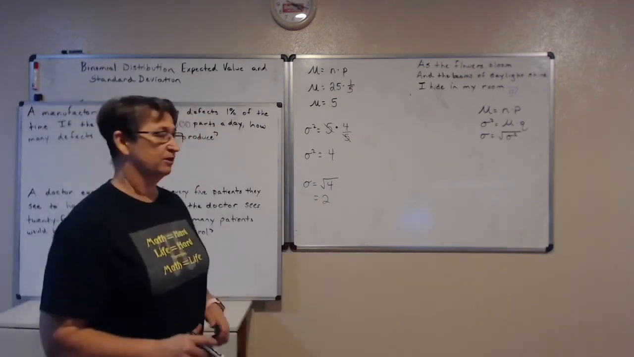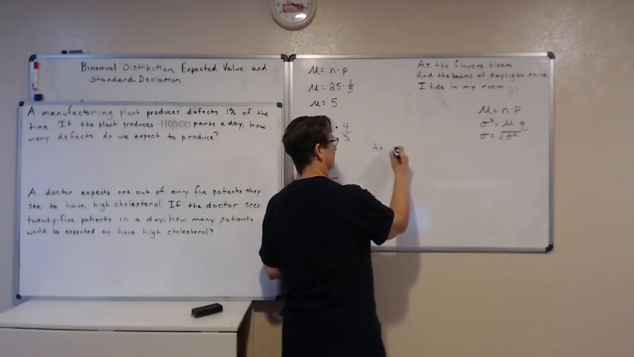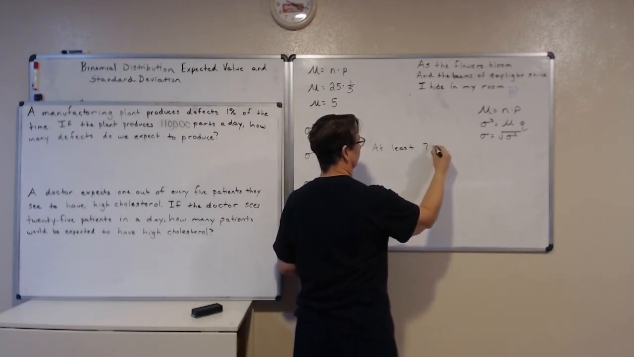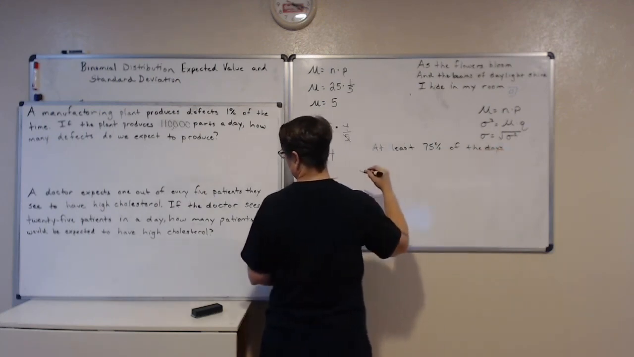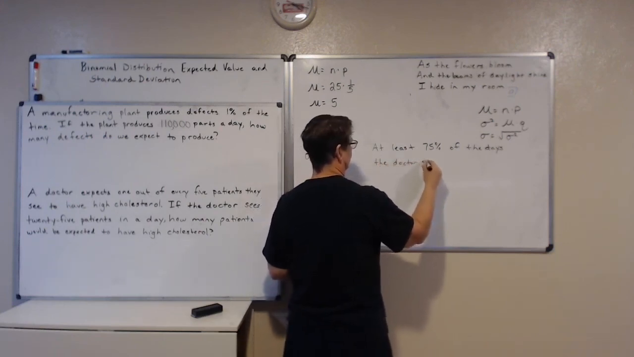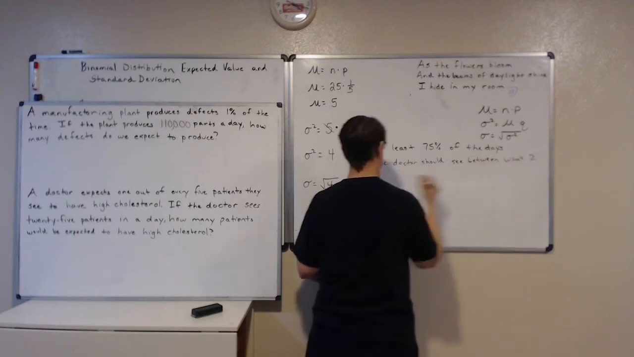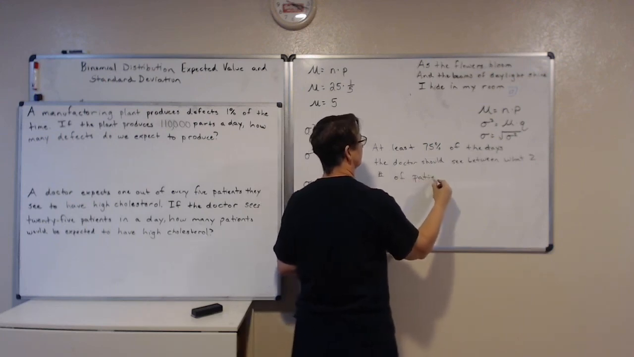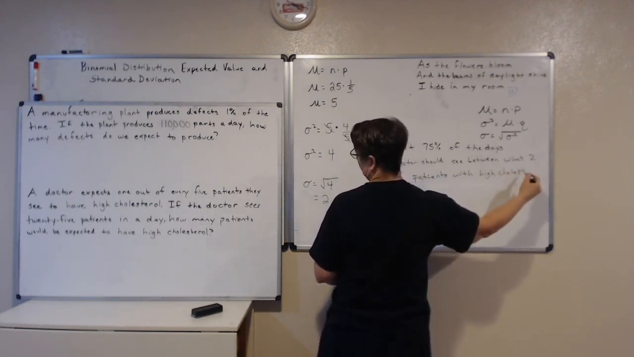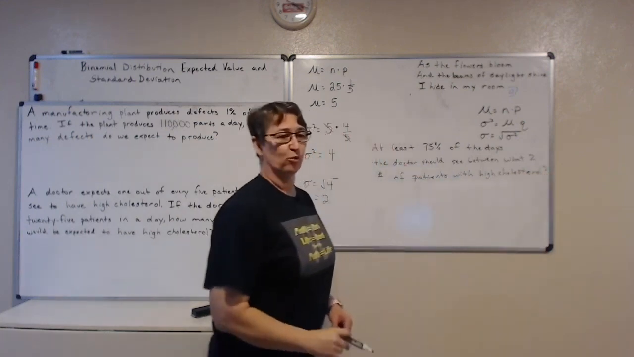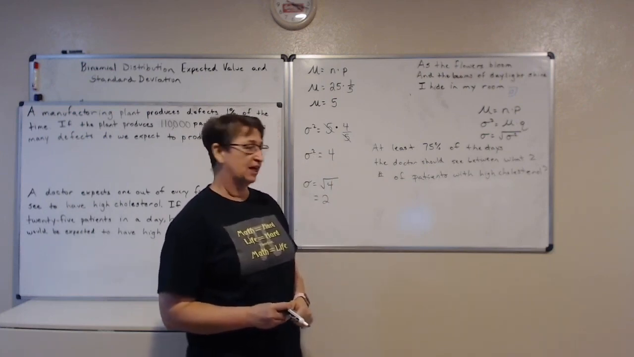So on average, we expect that distance from the mean, there's our standard deviation. Okay, so here's the question. I'll write it out so that you can see: at least 75% of the days, the doctor should see between what two numbers of patients with high cholesterol. That's kind of poorly worded, but it's the idea. So at least 75% of the days, what's the range of patients we expect to see with high cholesterol?